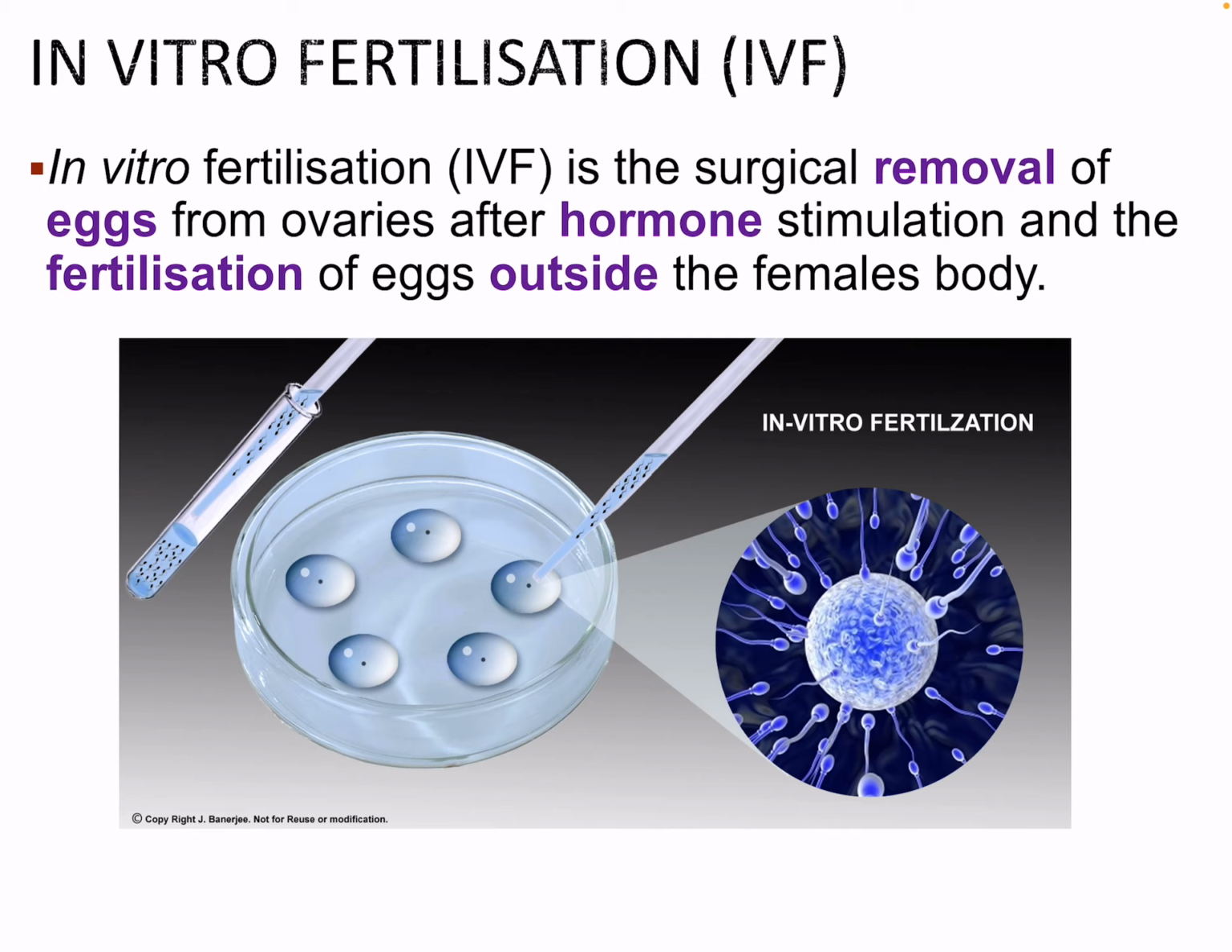So IVF happens when fertilisation takes place outside of the female's body. Okay, eggs are generated by hormone stimulation. They are removed from the female's body. Fertilisation takes place in the lab, and then any healthy embryos are implanted back into the uterus. It comes from the Latin in vitro, means in glass.